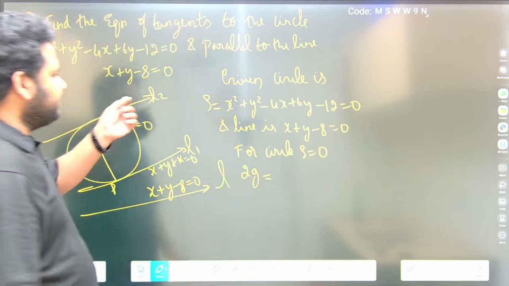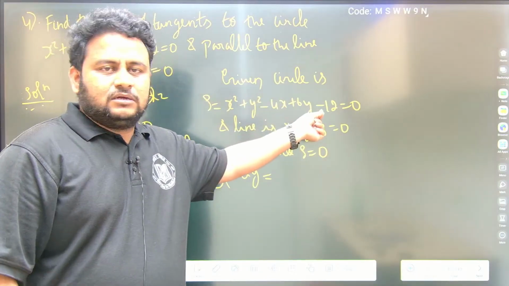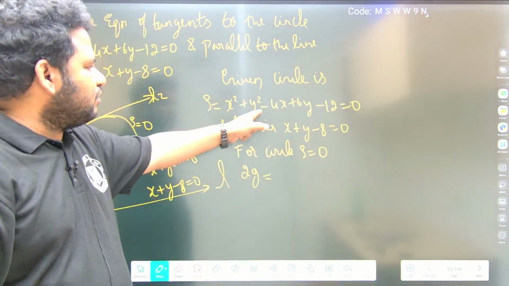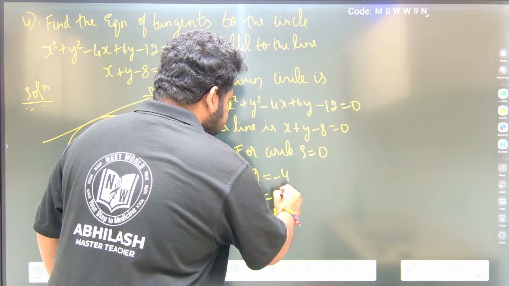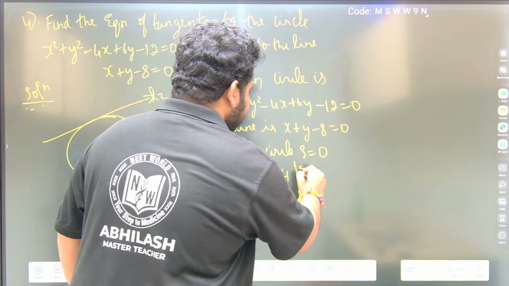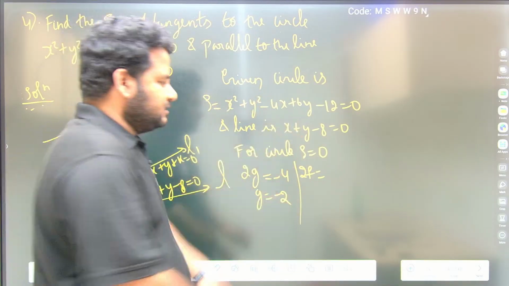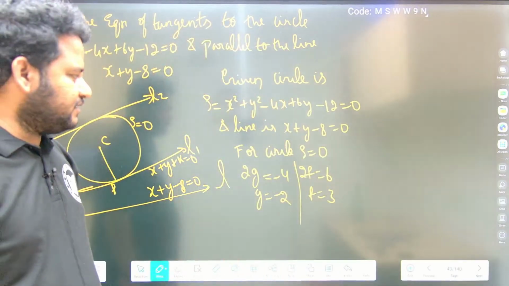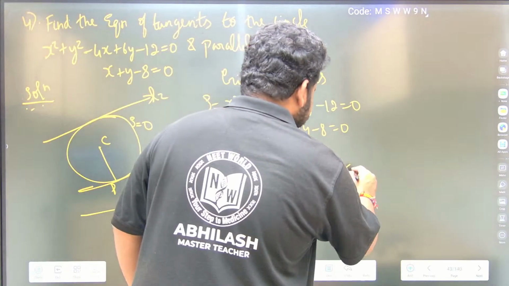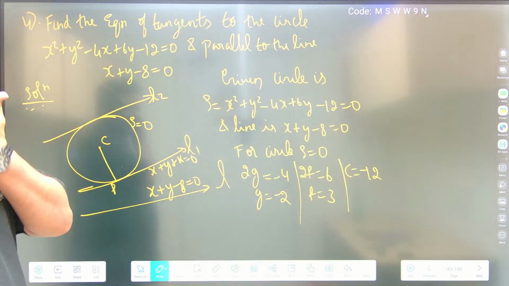Look at this. If you compare this equation with x square plus y square plus 2gx plus 2fy plus c is equal to 0, 2g is equal to minus 4, that implies g is equal to minus 2. Now 2f is equal to 6, that means f is equal to 6 by 2, that is 3. Now c is given to be minus 12.